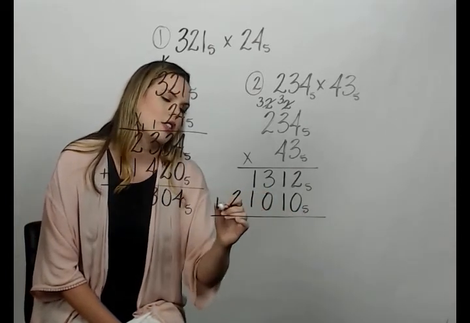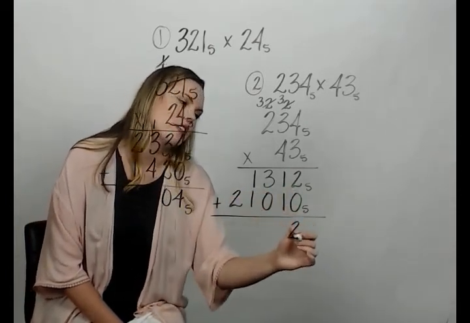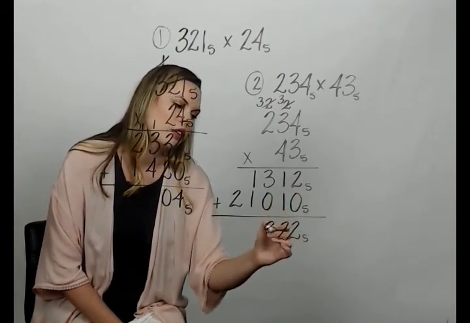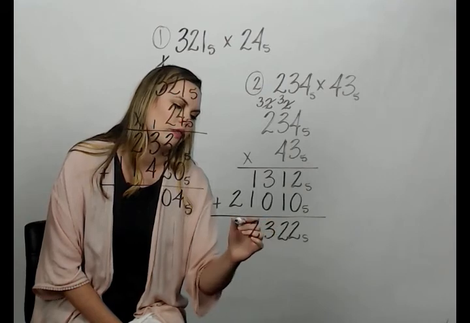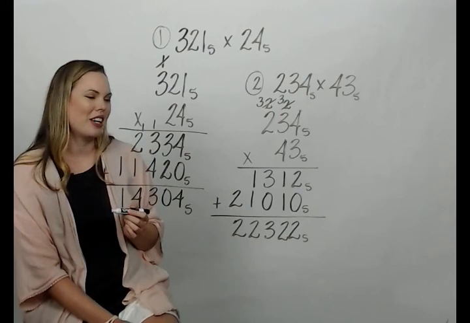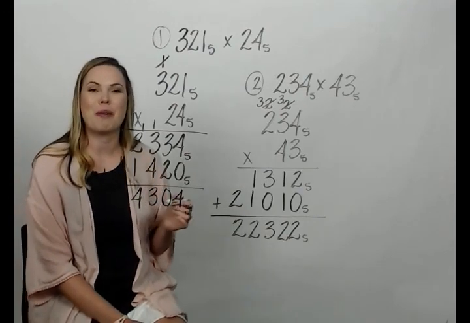And then we do our addition, making sure you are in base 5 addition. So we would regroup at 5 if we needed to. There you have it. 2 3 2 2 3 2 2 base 5 is the answer here.